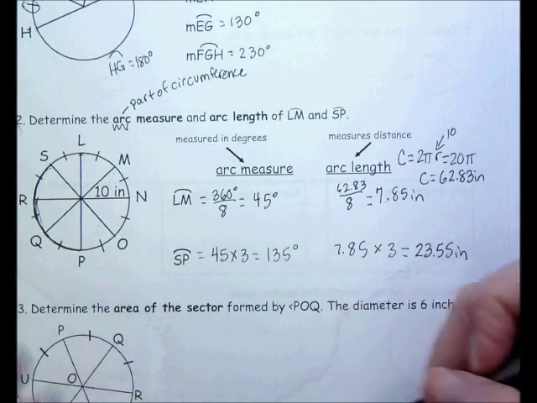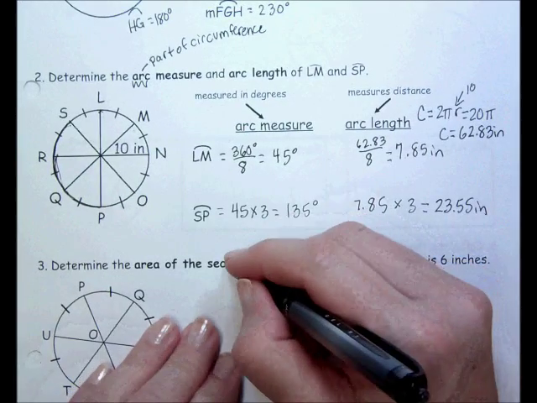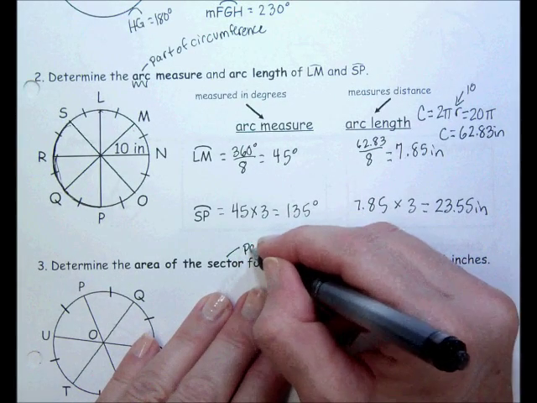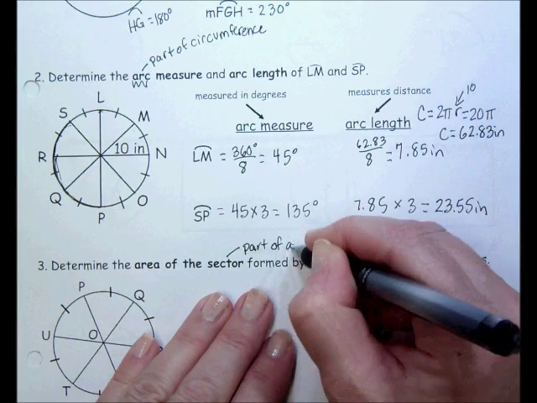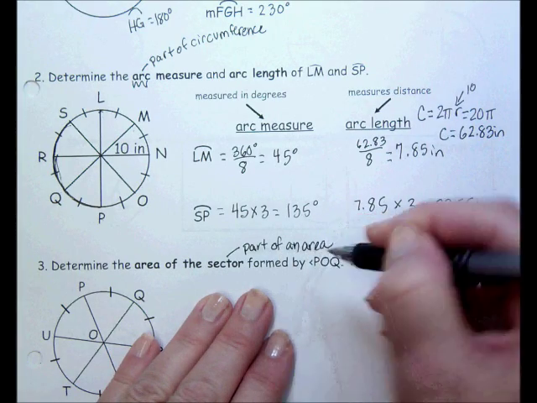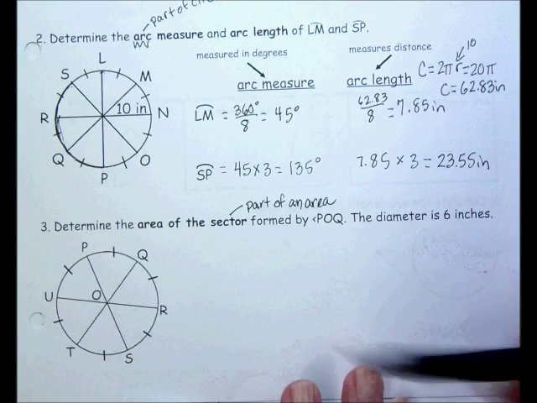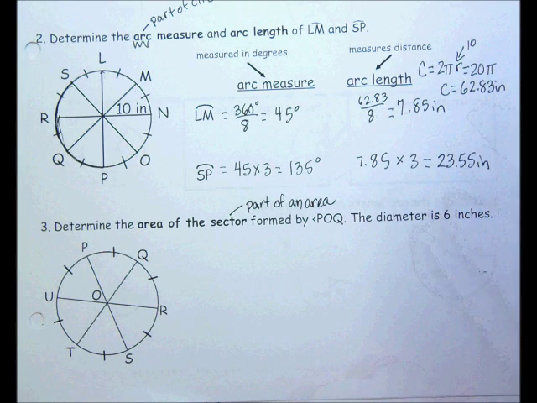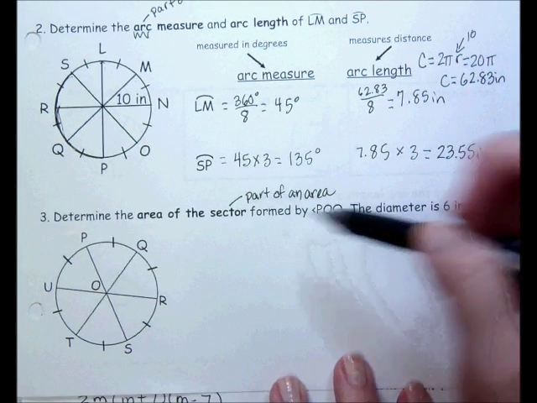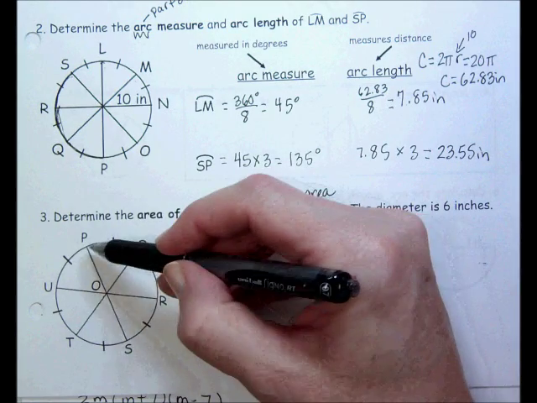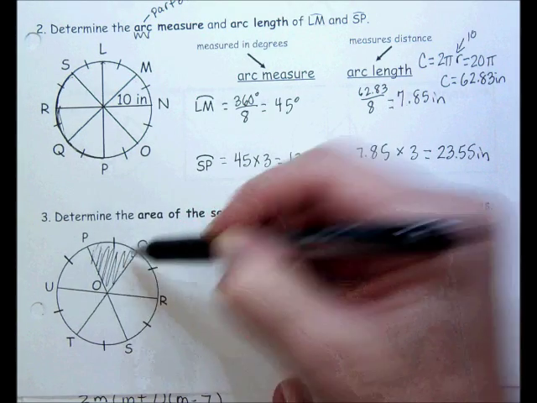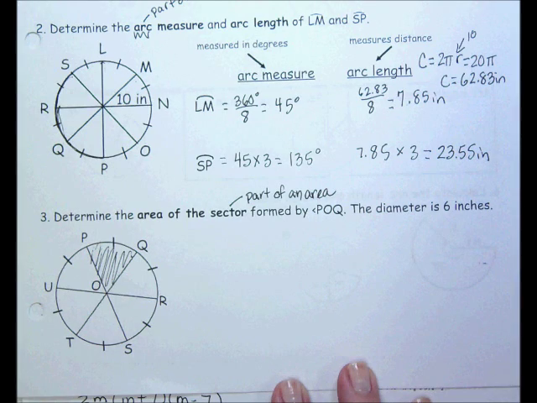Now, we've talked about part of the circumference, and now we are going to talk about part of the area. And that is a sector. So the sector is part of an area. It's kind of like a piece of a pie. If you think of the circle as being a pie, I'm talking about the area of that piece of the pie that's formed by usually an angle, so POQ. So I'm talking about this area right here. So I want that part of the whole area of the circle.